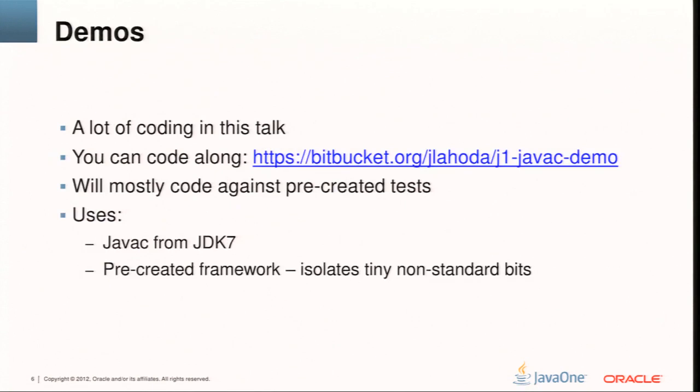Today we will do a lot of coding. This is a tutorial session, so we have only a few slides, but we will do a lot of coding today. The source is available at Bitbucket, so you can download the source and code with us. We will use Javac from JDK 7 and for some examples also from JDK 8. And we will use also some pre-created stuff which is available on Bitbucket.